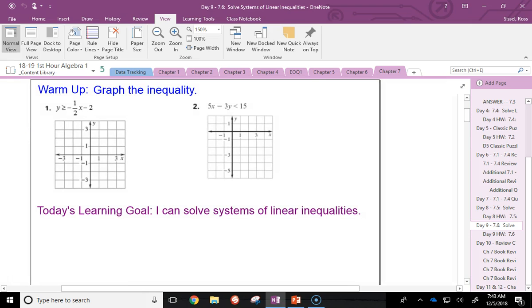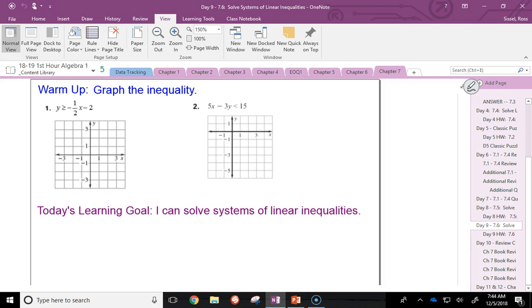First thing is we have to graph on this warm-up. This is going to be very important to today's lesson, but we have to graph the inequality. When I look at the inequality, we still want to set it up just like any other equation. We want to set it up in slope-intercept form, so we can identify the slope and the y-intercept. If I look at number 1, it says y is greater than or equal to negative 1/2 x minus 2.